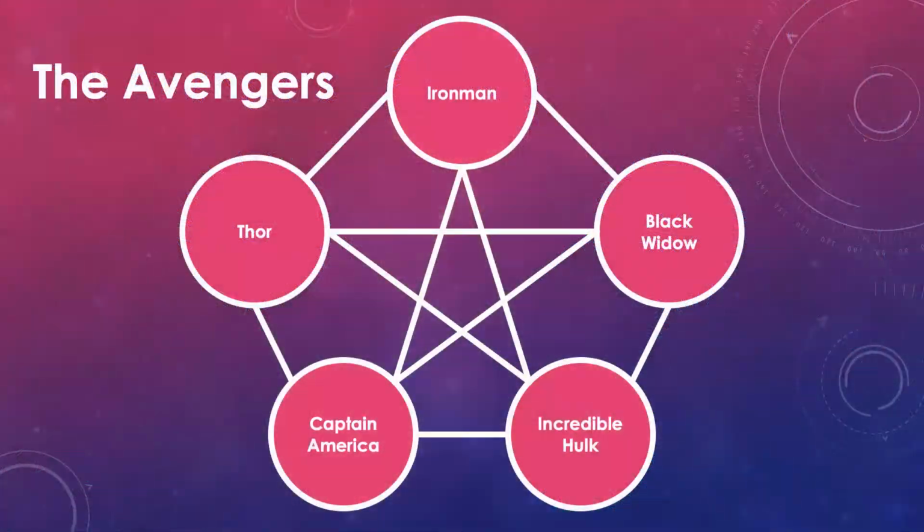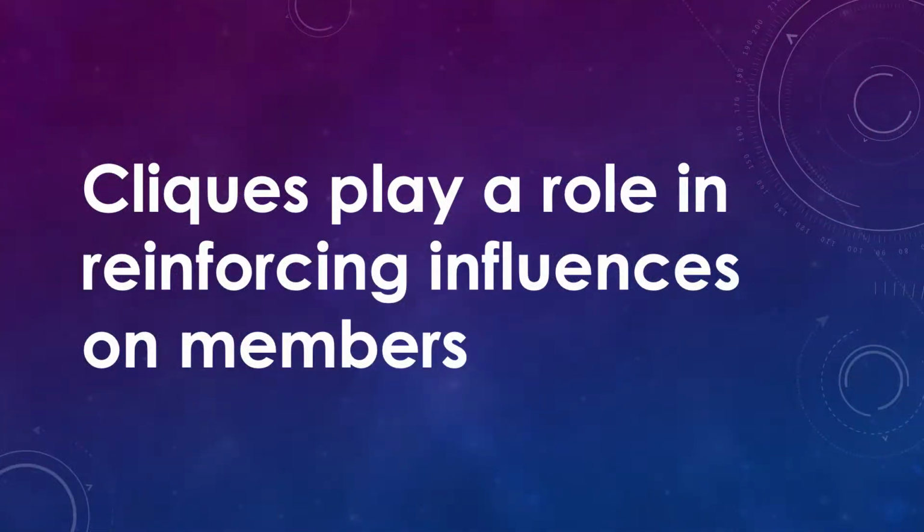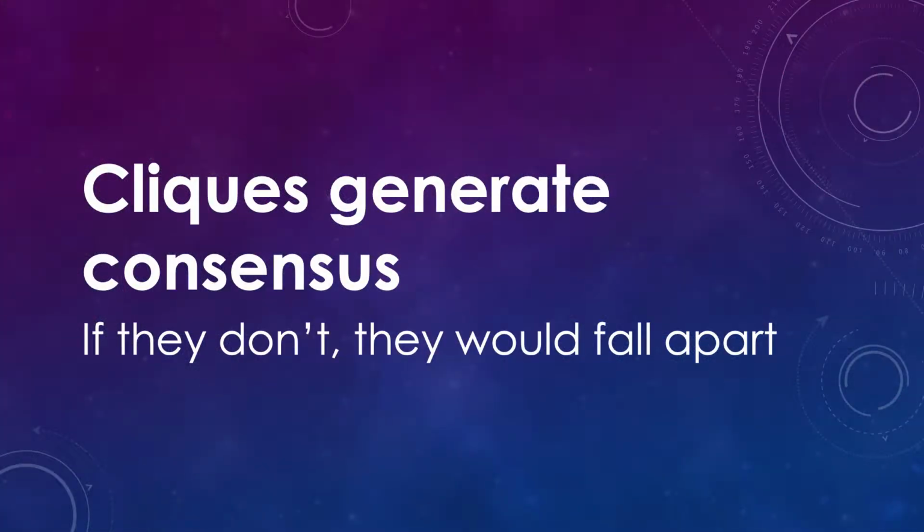Now, the Avengers, they form what we call a clique. Now, cliques are very, very important in the study of social networks. Why? Because cliques play a role in reinforcing influence on members. Look at the cliques in your life. Your cliques inform and influence you in so many ways, more strongly than family and other friends perhaps. What's important is that cliques generate consensus. If cliques don't generate consensus, they typically fall apart.